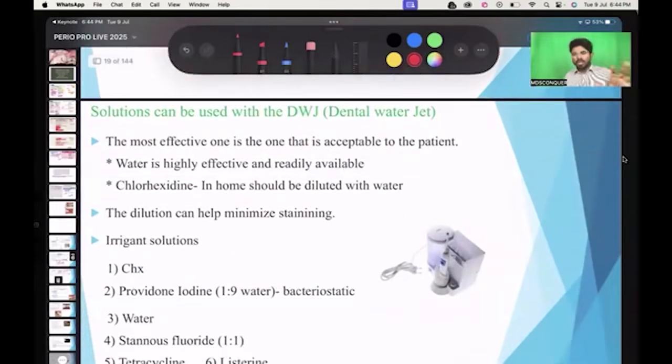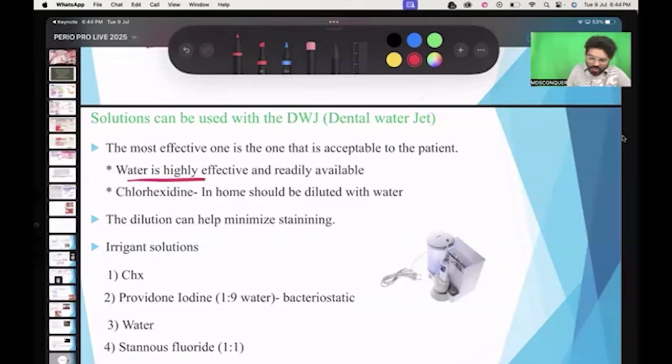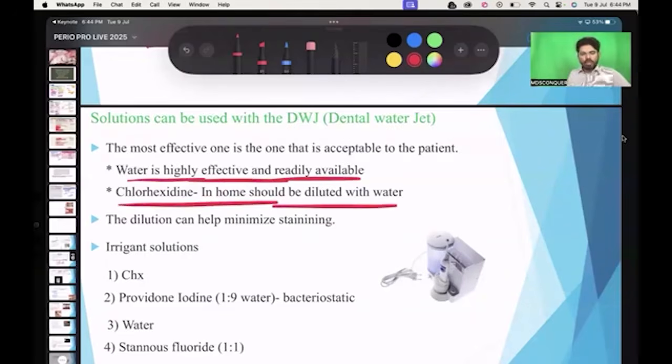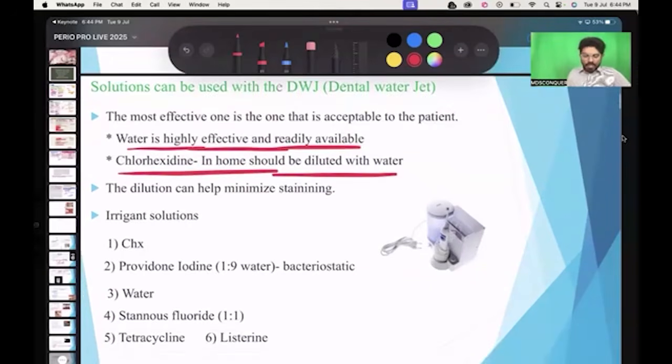Now, what are the solutions that are used? Normally, anyone using this? Long back, I used to use this, but now we are more comfortable using water. Water is highly effective and readily available. Or sometimes we dilute the chlorhexidine and use it with the water. So other irrigations are chlorhexidine.